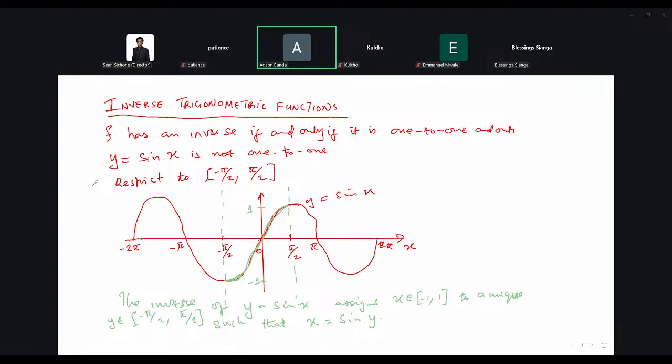So I've gone back to the previous slide for you, and I'll just remove the parts I don't need.